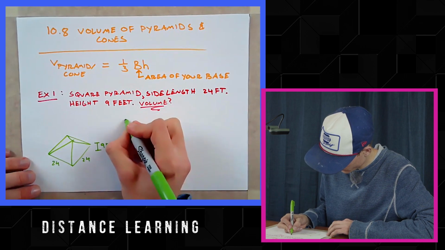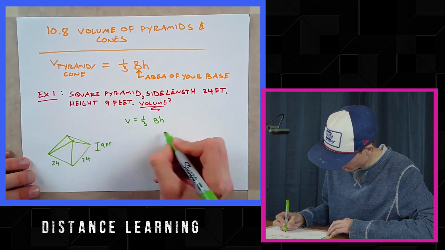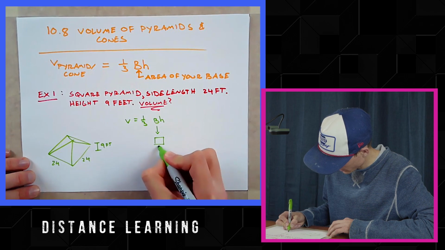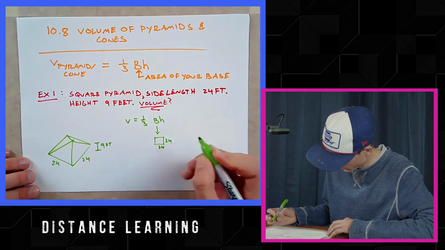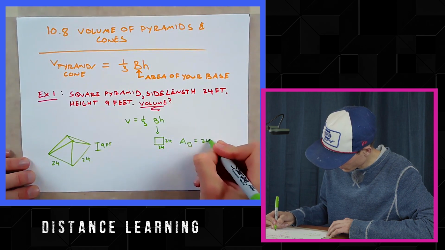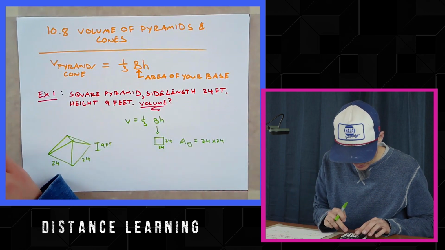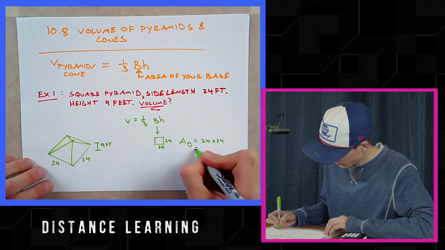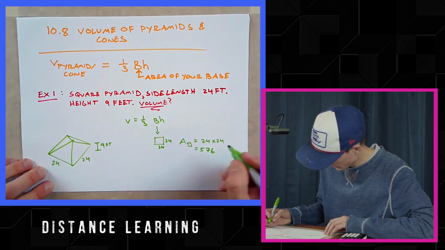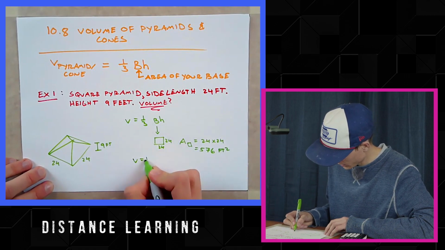So, volume is 1/3 base times height. Your base is a square that is 24 by 24. So the area of your base is 24 times 24. And I've already said how many times now that I can't do mental math in my head. 576, and haven't memorized very high either. Bad habits. Feet squared.